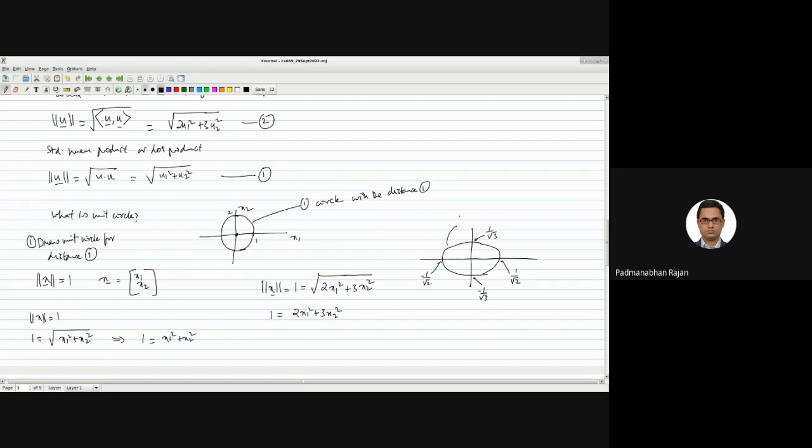This is the circle with distance 2. Both are circles. The distance is constant from the center, from the origin. But based on the distance function you're using, the shape changes. We have always been looking at Euclidean distance, so that is why the circle in our mind is a circle like this. But in general, it can have other shapes also.